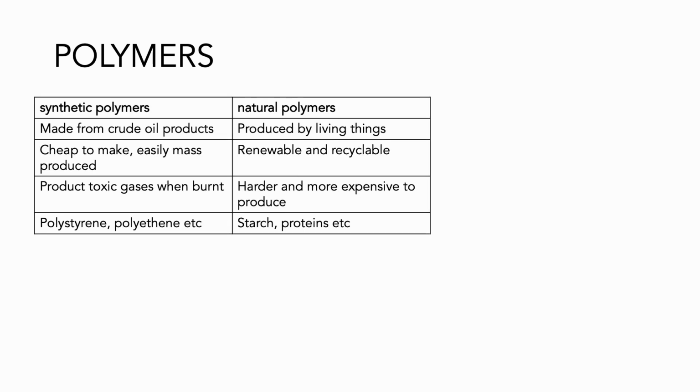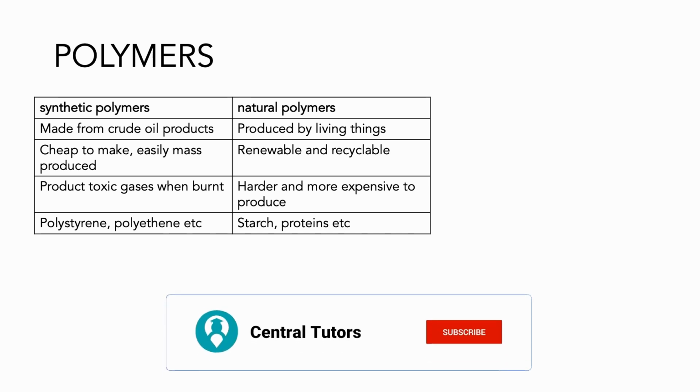Synthetic polymers are made from crude oil products, and examples of them are polyester, polystyrene, polyethylene, etc. These are cheap to make and are easily mass-produced, but most of them can't be recycled and they produce toxic gases when they're burnt. Bioplastics are renewable and recyclable, though they are harder to produce. Natural polymers are produced by living things, and examples include starch and proteins.